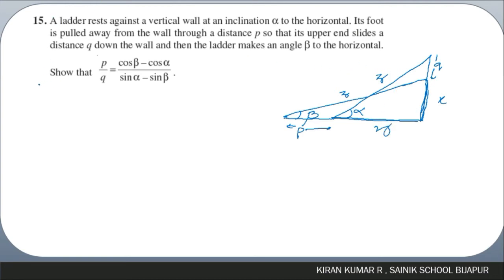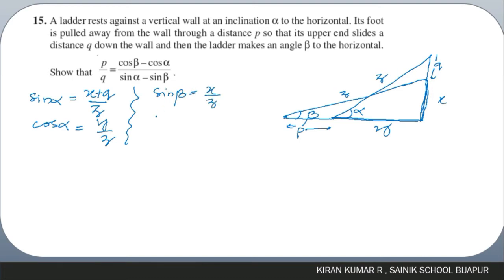Look at the relation: sin alpha, opposite by hypotenuse, is x plus q divided by z. And if you consider cos alpha, we get y by z. Same way, if you consider sin beta, we get x by z, and cos beta is y plus p upon z. Let me take the RHS to be shown.